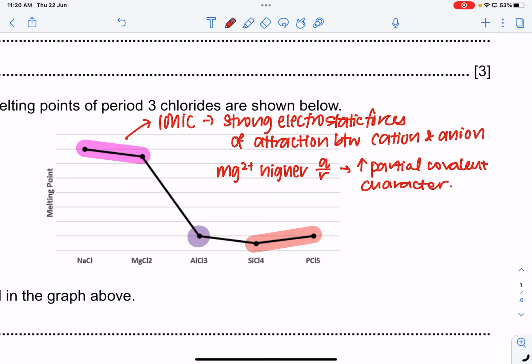Compared to, in this I'm comparing back to NaCl, because by right AlCl3 has the greater one. So this is comparing between these two only, because I need to give the overall and then explain the drop. Because they ask you to explain the trend, so you need to give a reason as to why it decreased.